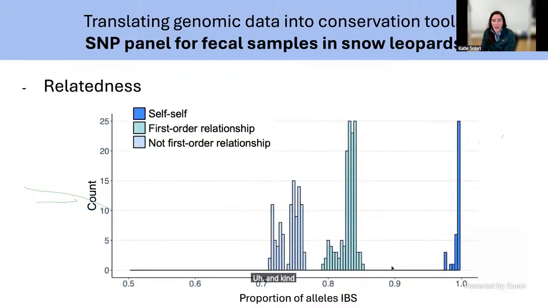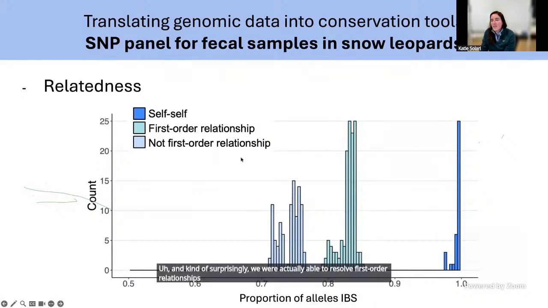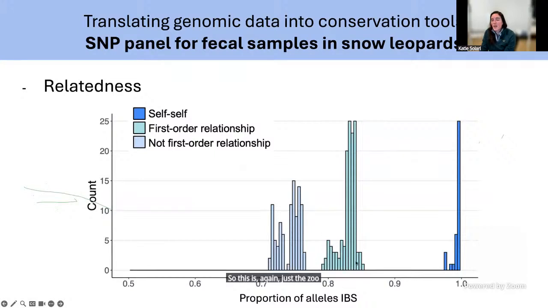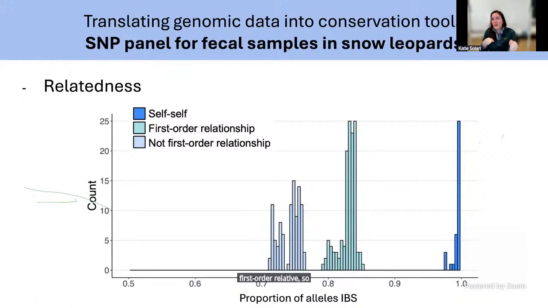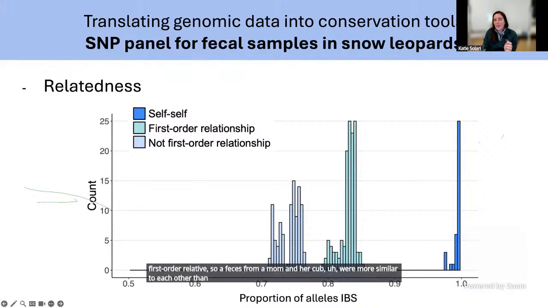And kind of surprisingly, we were actually able to resolve first order relationships from non-first order relationships. So this is again just the zoo samples where there was a nuclear family, so a mother, father, and 2 offspring, and all of the pairwise comparisons between first order relatives, so a feces from a mom and her cub, were more similar to each other than pairwise comparisons between non-related pairs.